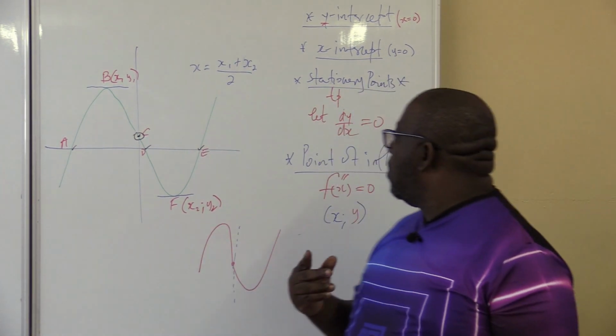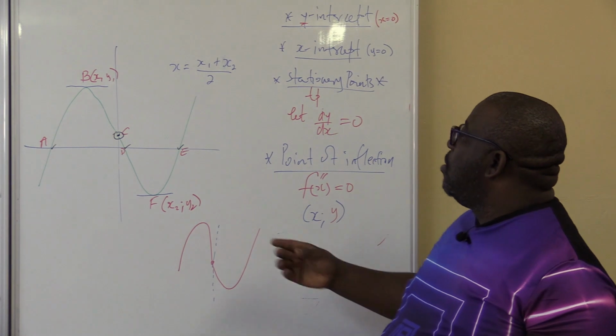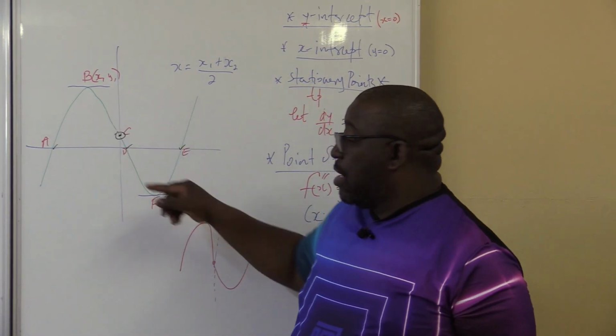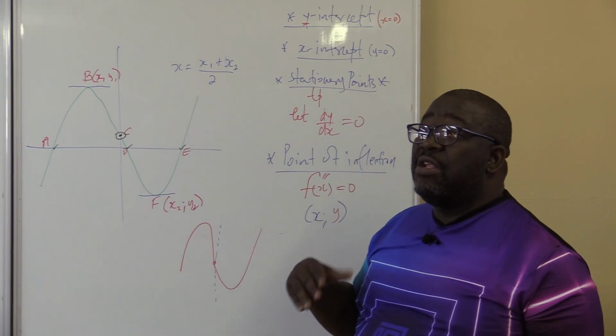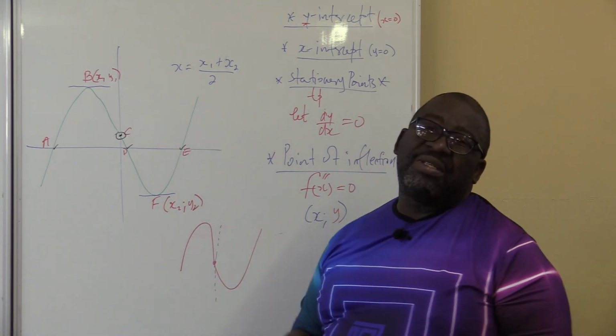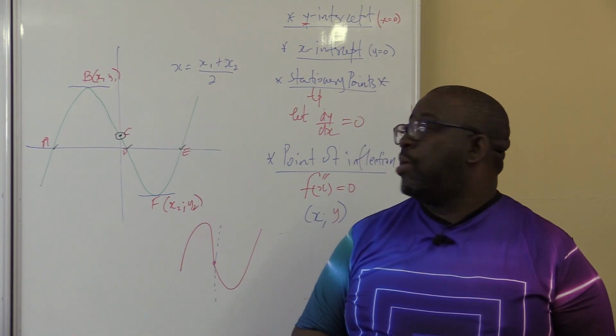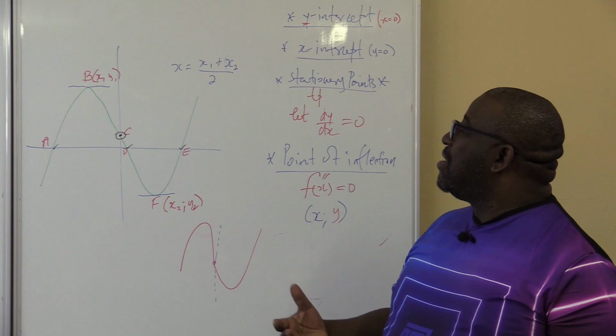Or alternatively, for the point of inflection, you find the second derivative of this graph. Not the first, but the second, and you make it equal to 0. You'll come back to the same solution as well. So you're spoiled with choice. So that's basically about functions.